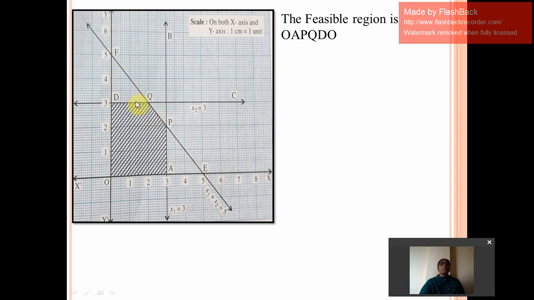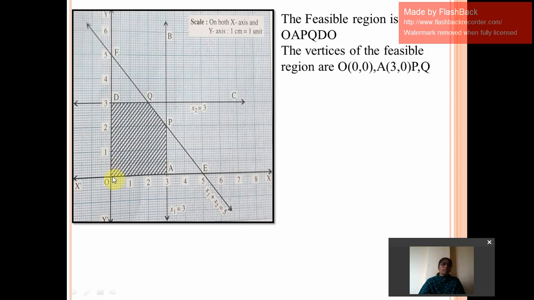In order to find feasible region, both the constraints are less than or equal to. So feasible region should be below the line. Now you find region, just see 3 constraints. Intersection of all these common regions is the feasible region, which is shaded in the figure. Feasible region O, A, P, Q, D, O.